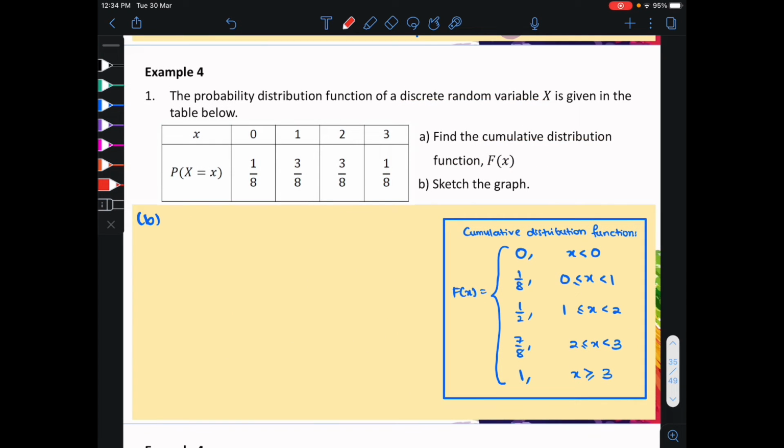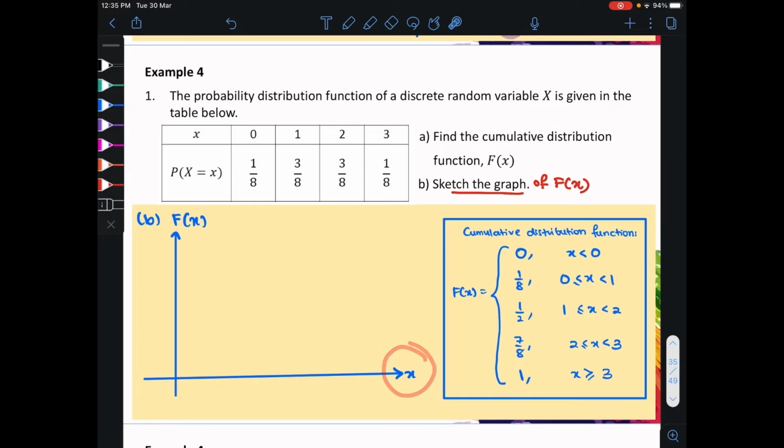For part B, we need to sketch the graph of F(x). And so, to sketch the graph of F(x), we're going to need to use the piecewise function of F(x). The x-axis is the values of x, and the y-axis will be the values of F(x). And the values of x are 0 until 3. For F(x), we can see that we have 0, 1 over 8, 1 over 2, 7 over 8, and 1. Let's do the first one. When x is less than 0, F(x) is equal to 0.